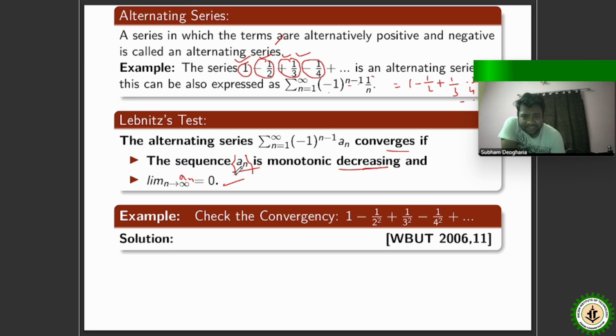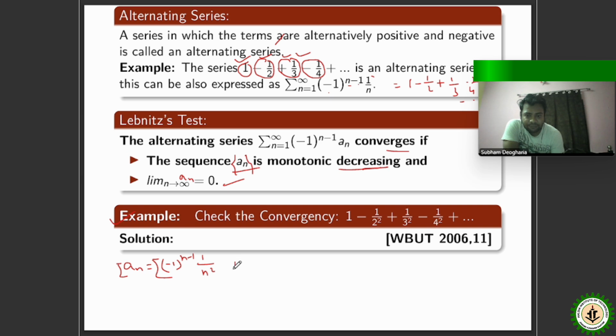Now let's check the convergence of the infinite series 1 minus 1 by 2 square plus 1 by 3 square minus 1 by 4 square and so on. So the nth term will be minus 1 to the power n minus 1 into 1 by n square. Yes or no?